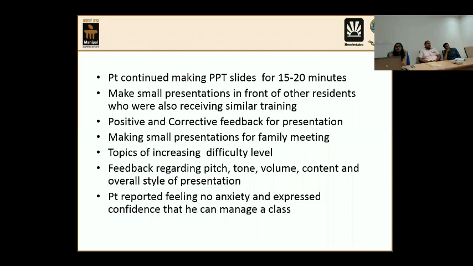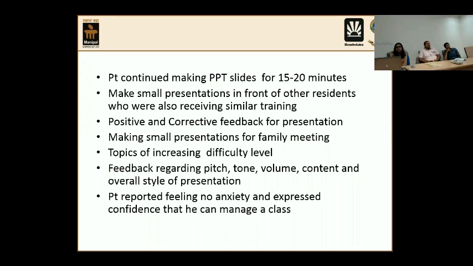Once he was comfortable doing this, in our rehab center, we also have monthly family meetings. So the family members of the residents come and join us for a session on post-lunch Saturdays. So we asked him to prepare and present a slide for them. And that was obviously taking it to the next step. And again, from there, he was given positive and corrective feedback.